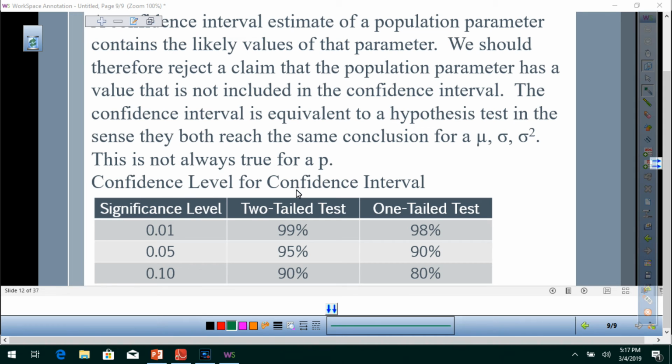So, confidence level for confidence interval. You might want to put this table down in your notes so that you can refer to it, or on a 3x5 card would probably be a good idea.